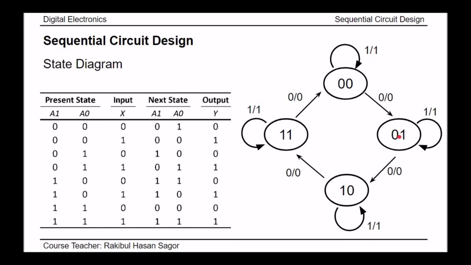Again, if the present state is 01, we will write 01 at the present state. If the input is 0, the next state we find is 10, so we will write 10 here, and the corresponding output will be 0. Again, if the present state is 01 and the input is 1, it comes back to 01. So the next state will also be 01, and we will write the output here. In this way, if the state diagram is given, I hope you will be able to reproduce your state table. And if the state table is given, you will be able to produce your state diagram.